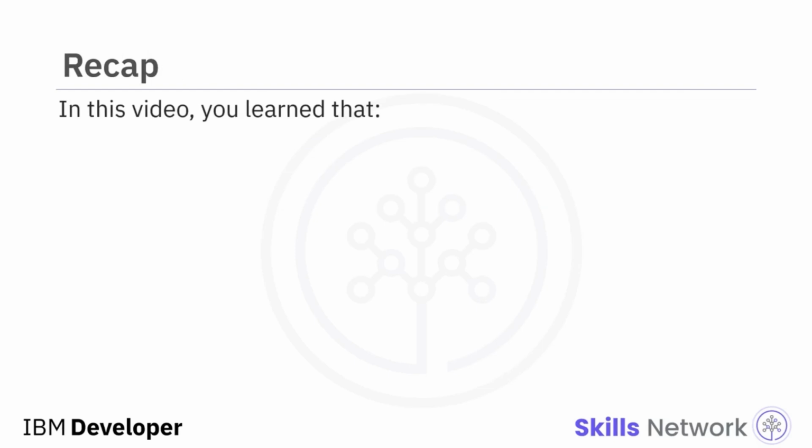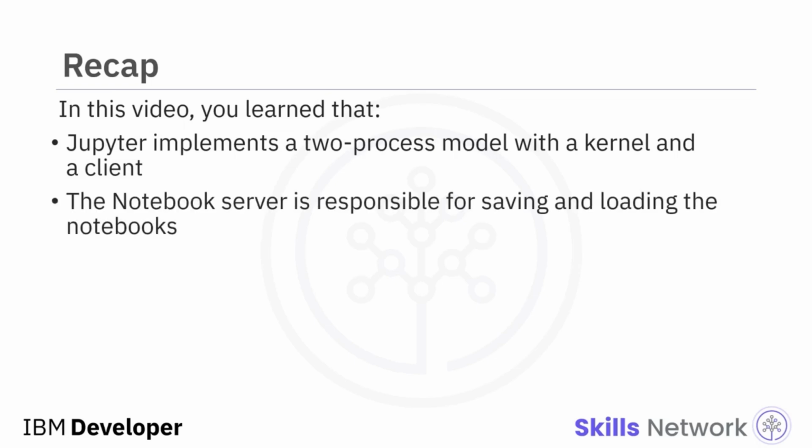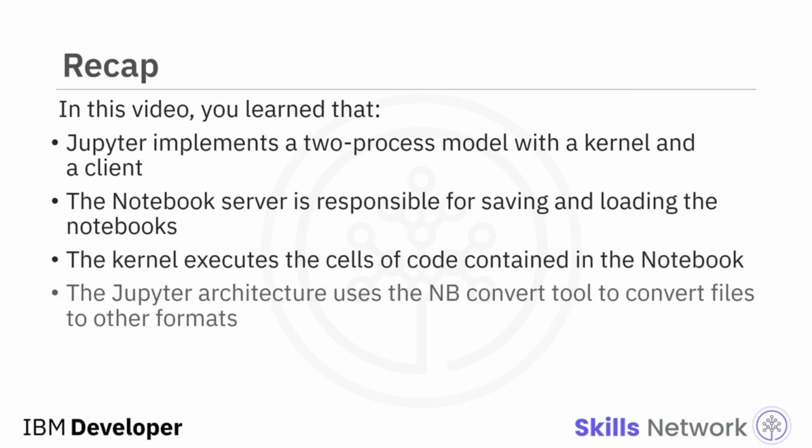In this video, you learned that Jupyter implements a two-process model with a kernel and a client. The notebook server is responsible for saving and loading the notebooks. The kernel executes the cells of code contained in the notebook, and the Jupyter architecture uses the NB-convert tool to convert files to other formats.